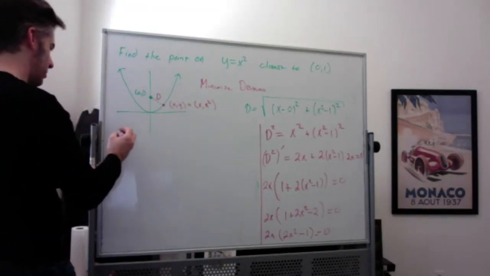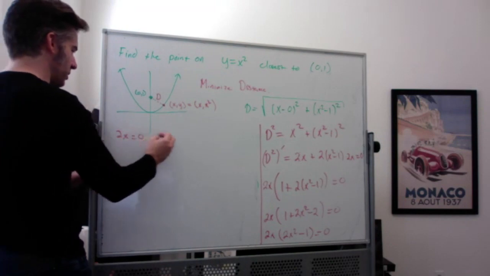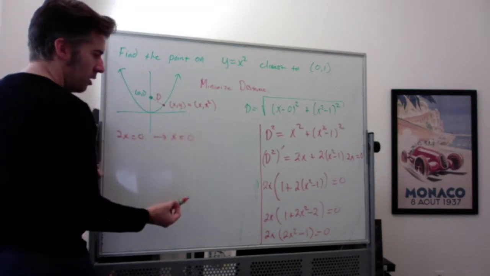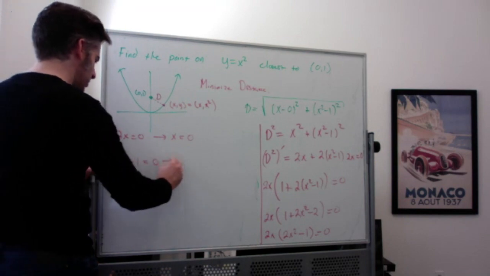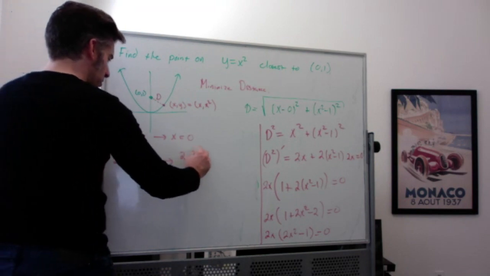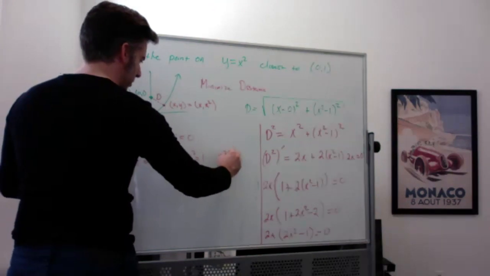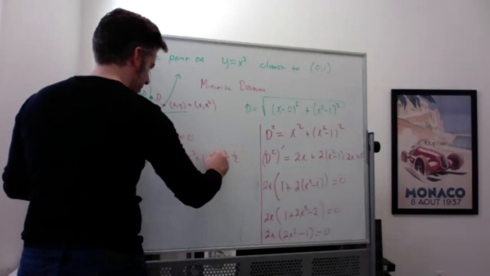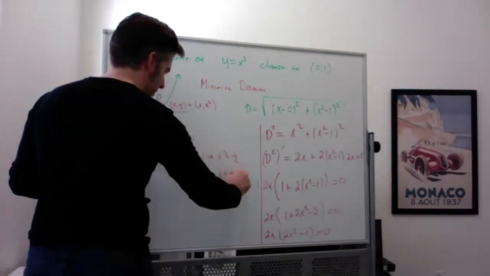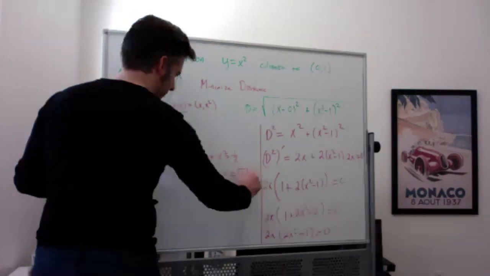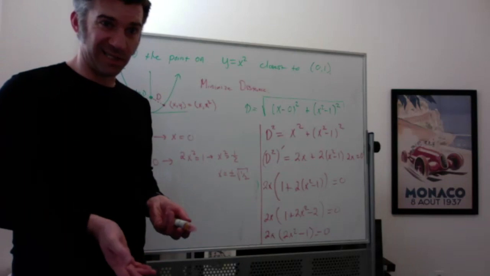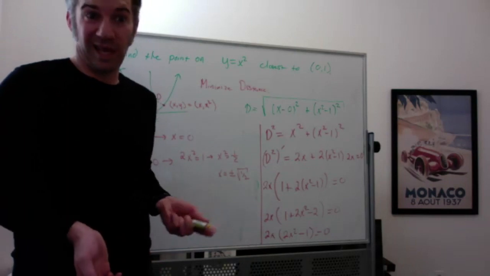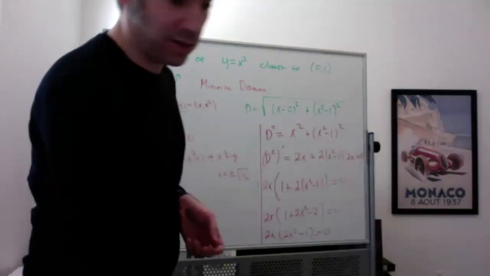So I either get 2x equal to 0, which is going to give me x equal to 0, or I get 2x squared minus 1 equal to 0, which is going to give me 2x squared equal to 1, x squared equal to 1/2, x equal to plus or minus the square root of 1/2. So unlike most of our examples, we actually have more than one candidate for what's closest.